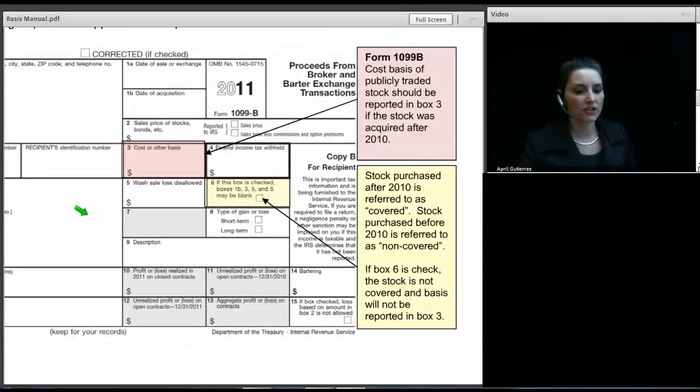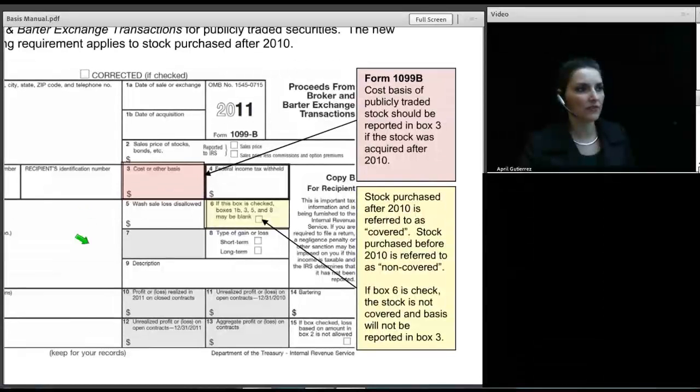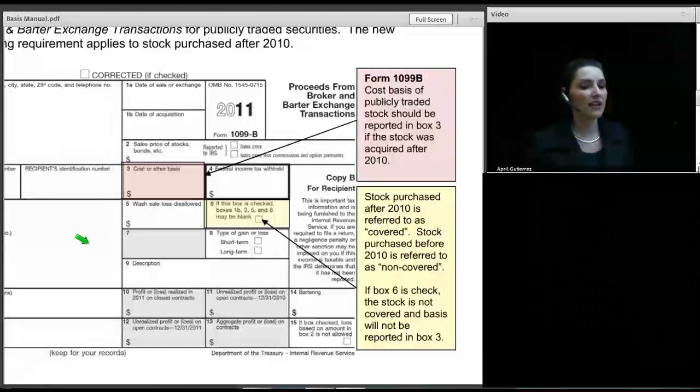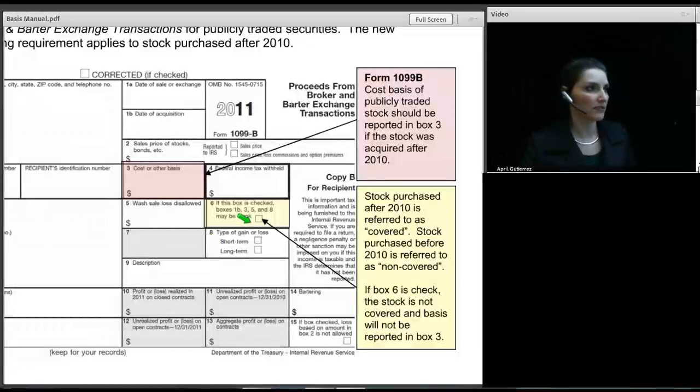Now, there is a terminology that the brokerage houses are using, and they call these securities either covered or non-covered. What does covered mean? IRS knows about it. Yeah, it's reportable. It's a covered security because it's covered under the law. It's covered under the law because it was purchased in 2011 or a later year, and because it's covered, we're reporting the cost basis, the date of acquisition, and whether it was long-term or short-term. A non-covered security is a security that was purchased before 2011, is not covered under the law, and therefore the basis does not have to be reported to the IRS. When that's the case, box 6 is checked, and all of these other boxes are blank.